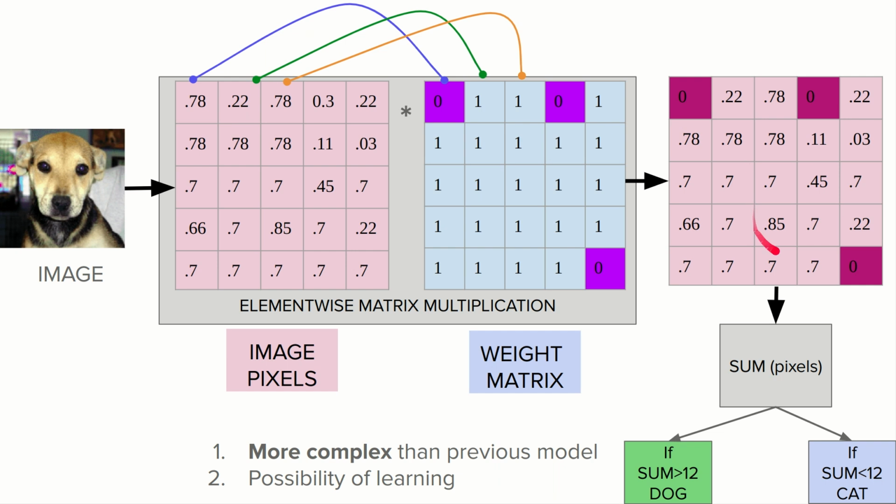Once we have this final output matrix, we again take the pooling operation, taking the sum of all the pixels, and if the sum is greater than the threshold, we'll say it is a dog. If the sum is less than the threshold, we'll say it is a cat. So this is a bit more complex algorithm compared to our previous algorithm. That is the first thing. The second thing is that in this algorithm we do have a possibility of learning. So why do I say there is a possibility of learning?